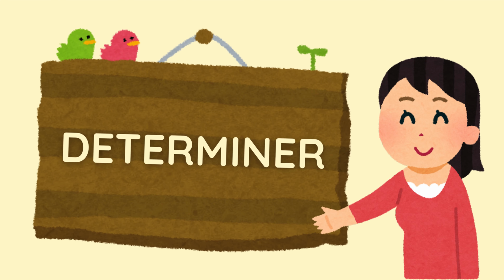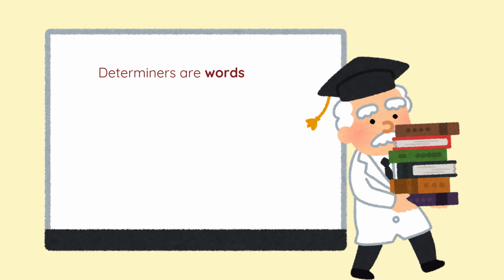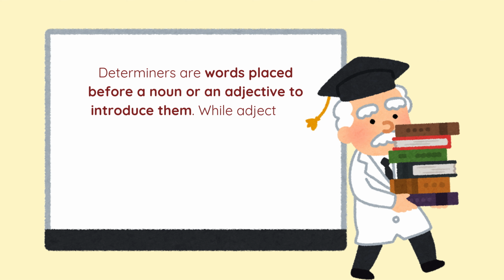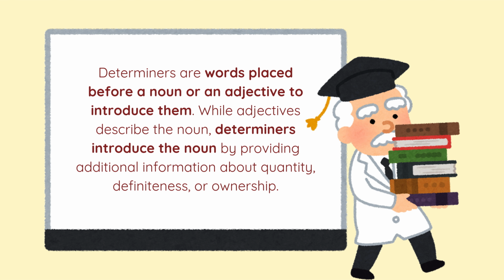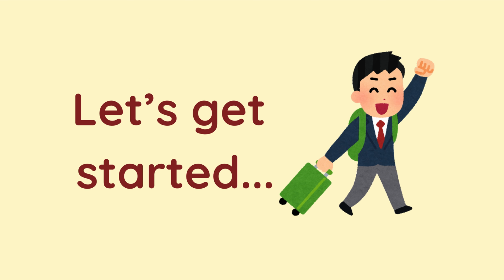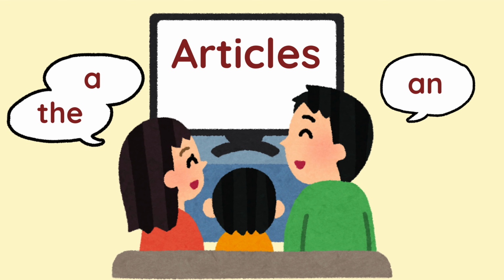What are determiners? Determiners are words placed before a noun or an adjective to introduce them. While adjectives describe the noun, determiners introduce the noun by providing additional information about quantity, definiteness, or ownership. Now, let's get started. Articles.